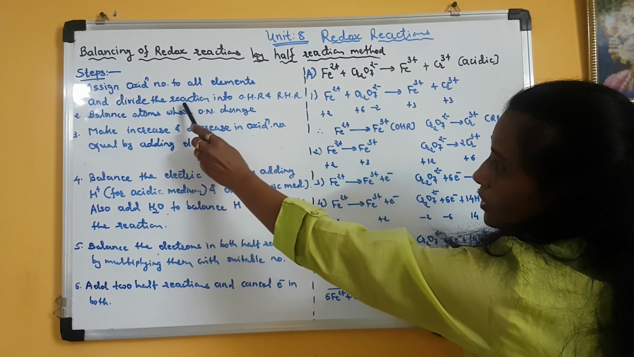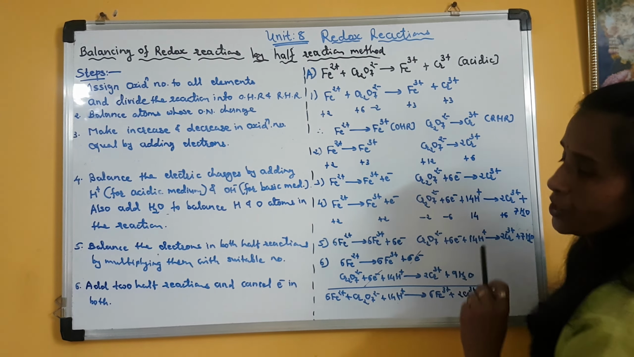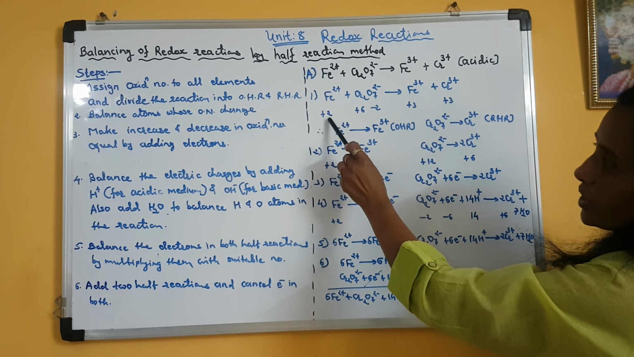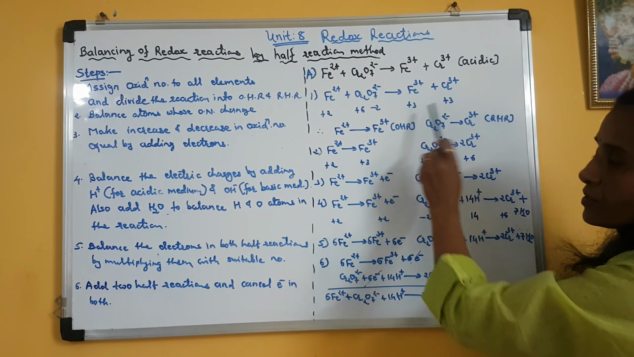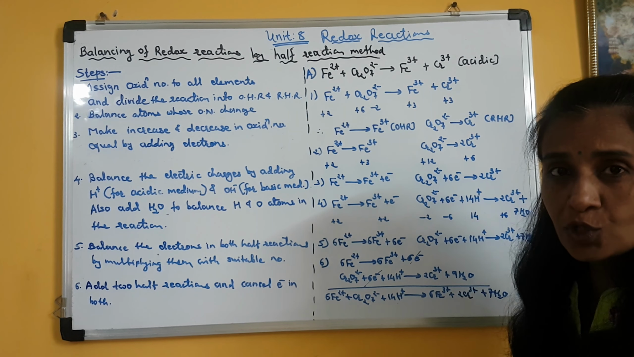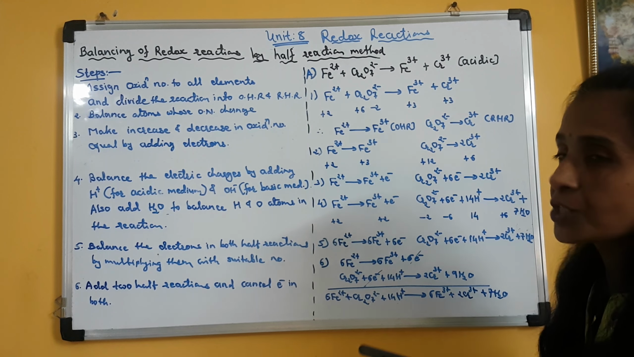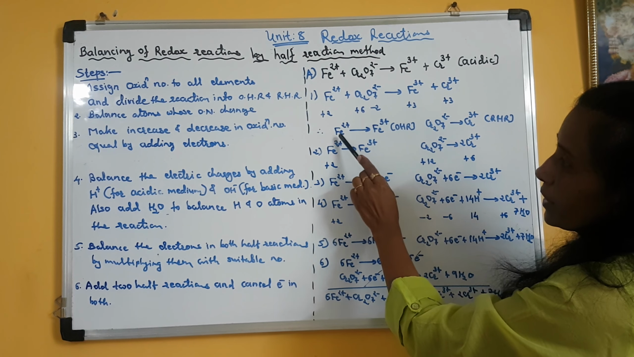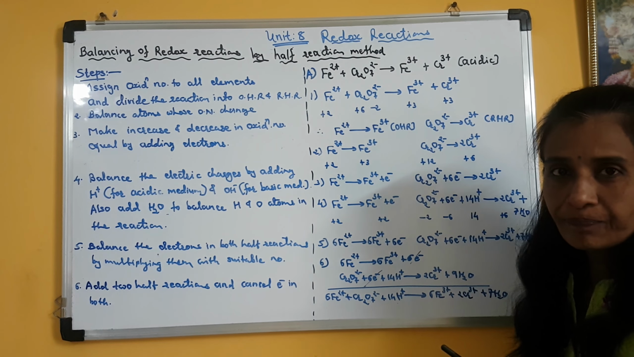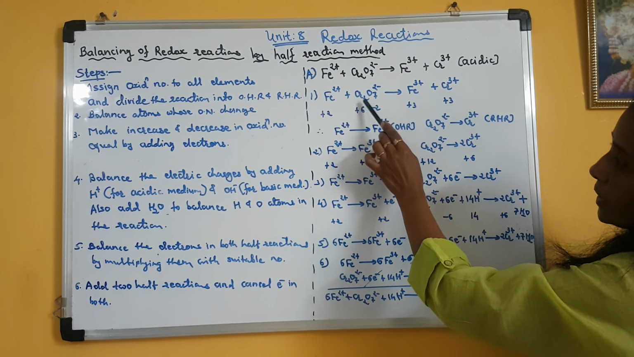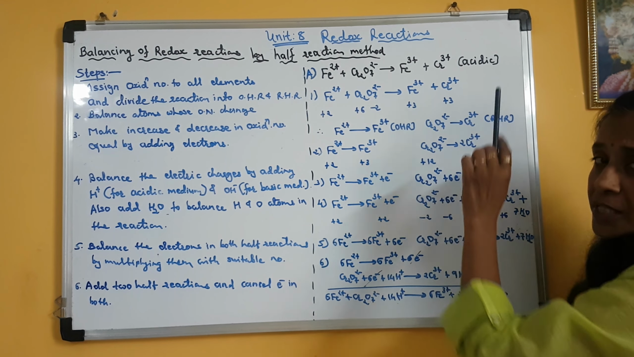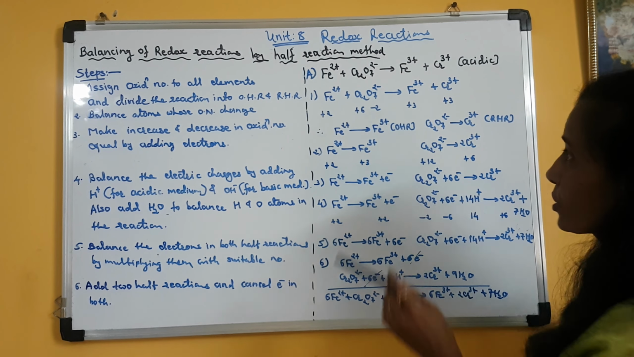Now the second part of the first step is to divide the equation. Here you can see Fe, its oxidation state changes from +2 to +3. That means an increase in the oxidation number, increase in the positive charge, and that is why it is the oxidation half reaction. So I have written Fe2+ gives Fe3+, it is the oxidation half reaction. Clear? Now, oxygen is mentioned on the reactant side but on the product side there is no oxygen.